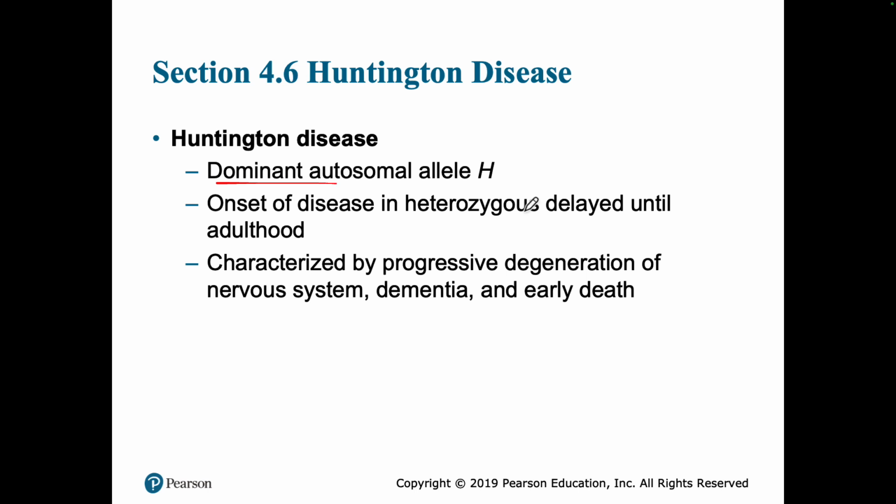In heterozygotes, the disease is delayed until adulthood, and the symptoms are progressive neurodegeneration. So it's a neurodegenerative condition that leads to things like dementia and, of course, an early death. And again, that's inherited in a dominant form.